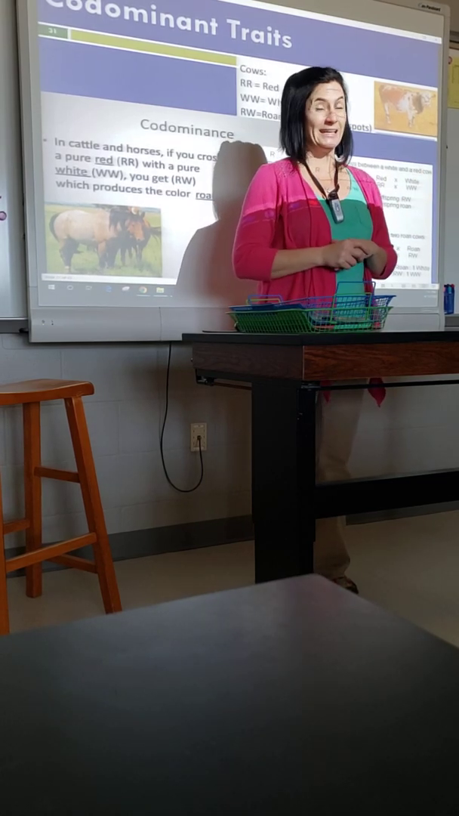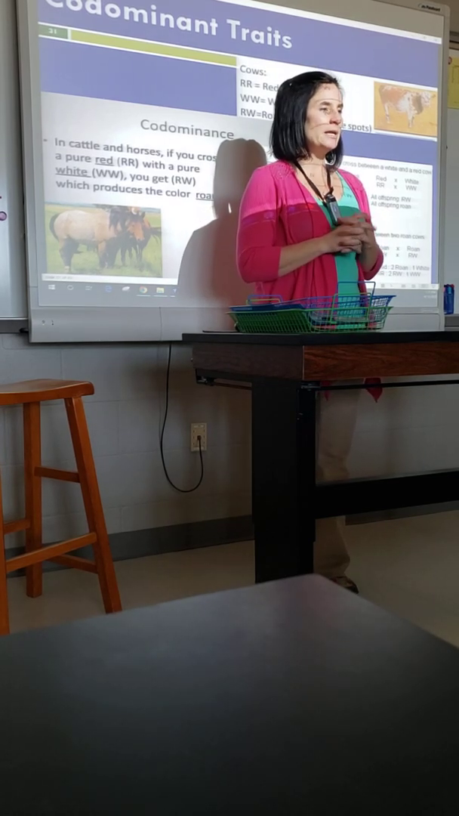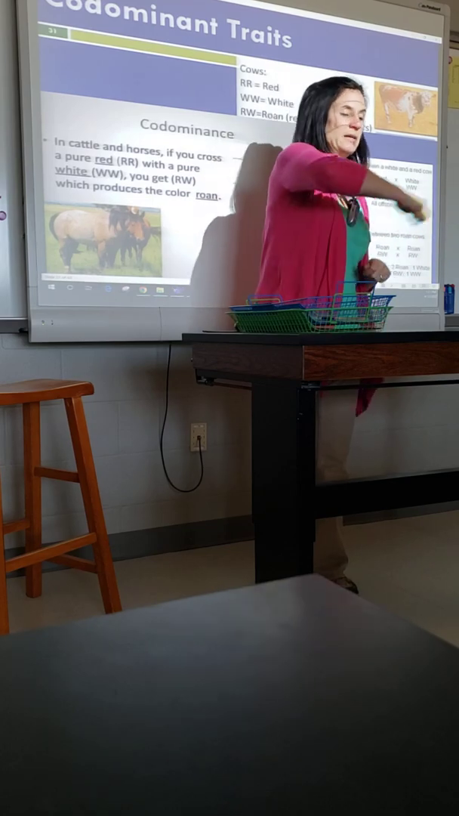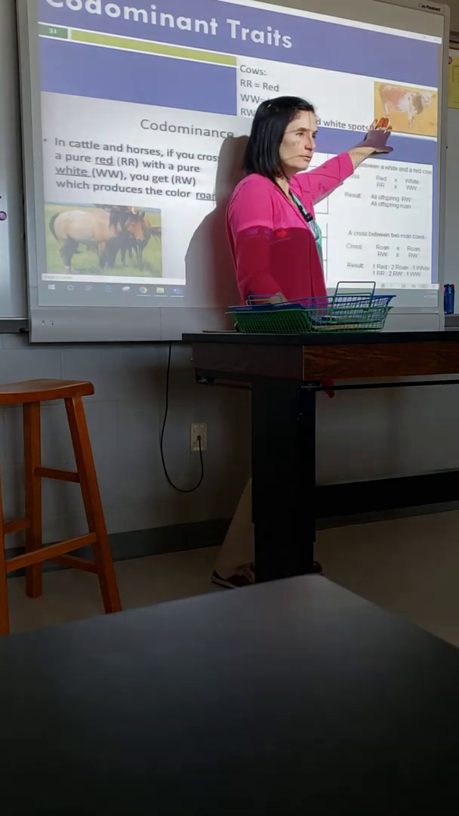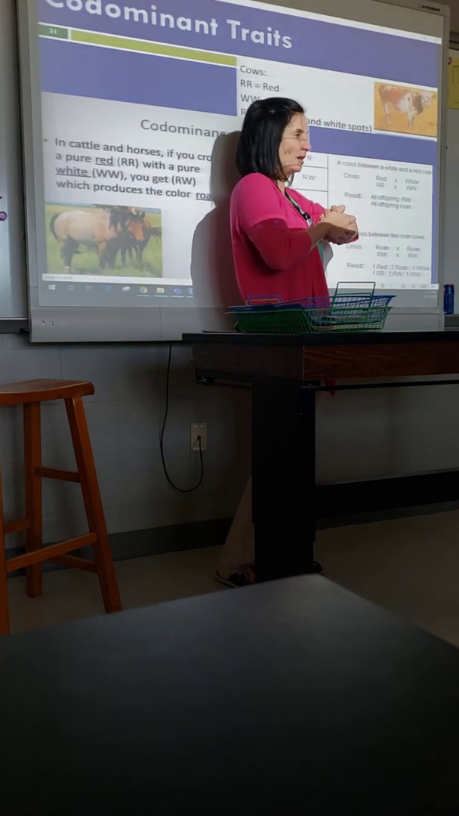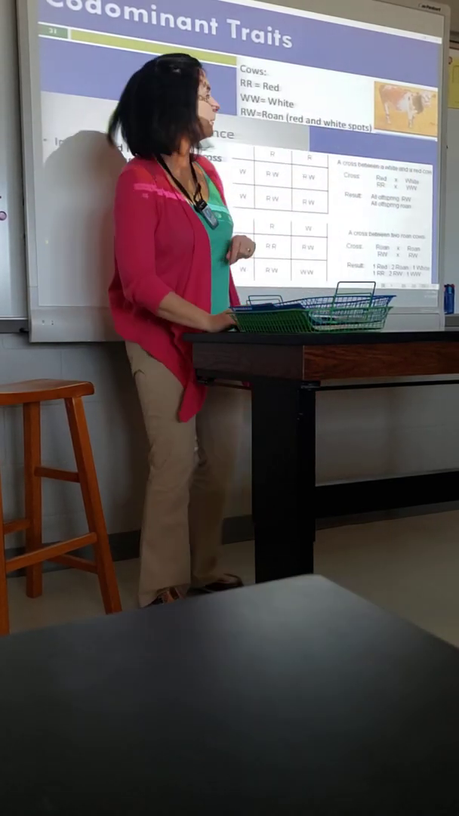There's actually something called incomplete dominance that we don't talk about this year. But incomplete dominance is dealing with taking the red and the white and mixing them together and you get something that's pink, right? You don't have a pink cow, right? So codominance is not the same. It's not a mixing of the colors. It's both colors are there and both are showing, okay?